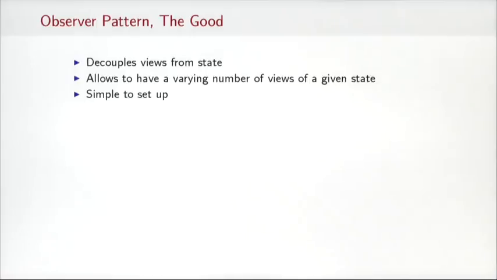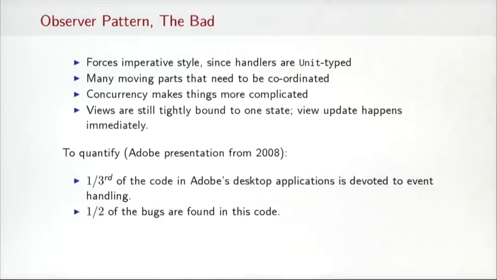So let's see how we would evaluate what we've done with the observer pattern. There are some good aspects. So one good thing is that we have views that are decoupled from the state. We can have a varying number of views of a given state, so that's good. And it was overall rather simple and intuitive to set up. But there are also some problematic parts to this design pattern. The first one is that you've seen that all the fundamental operations, publish, subscribe, handle, they return Unit as a result, so they must be imperative. Everything they do has to be by imperative updates.